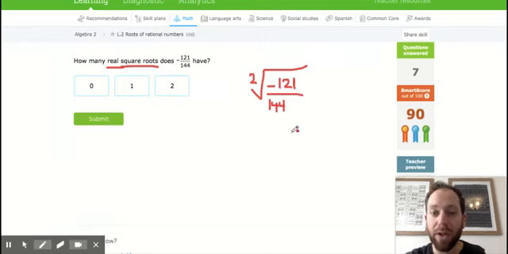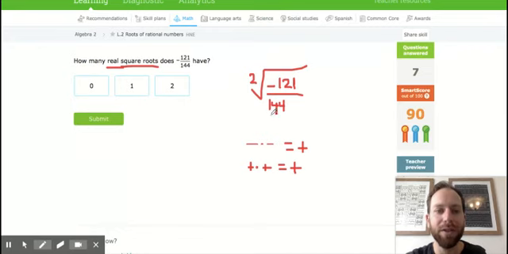Now, there is no real number that you can multiply by itself and turns out negative. It always turns positive, because a negative times a negative is positive, and a positive times a positive is positive, right? So either way, this number will be positive. So since there is no way to make a negative number with a square root, it has 0 real square roots.